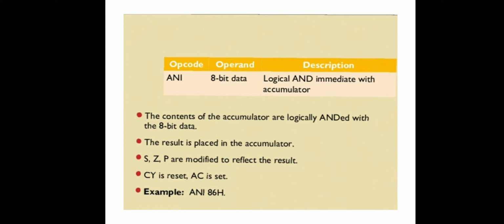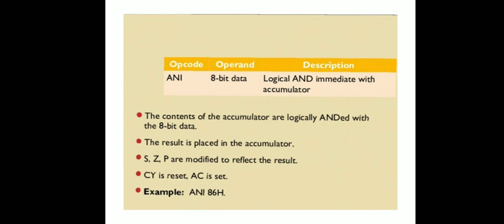Now, logically AND immediate with the accumulator. Here the content of the accumulator is logically ANDed with the 8-bit data given by the instruction, and the result is placed in the accumulator. Also, the sign flag, zero flag, and parity flag are modified to reflect the result. The carry flag is reset and the auxiliary carry becomes set.